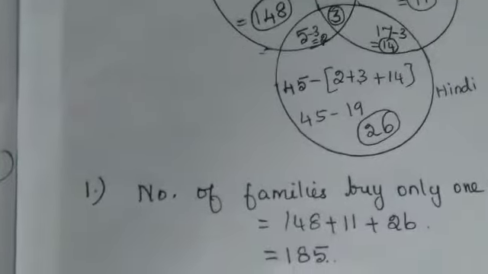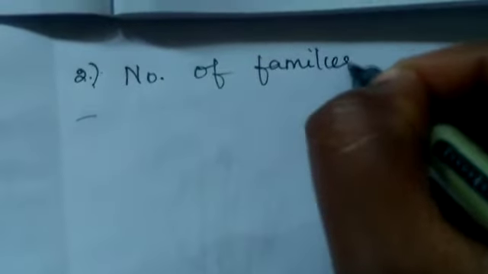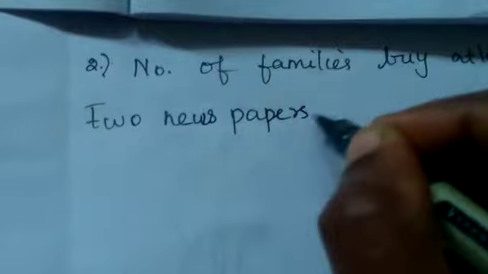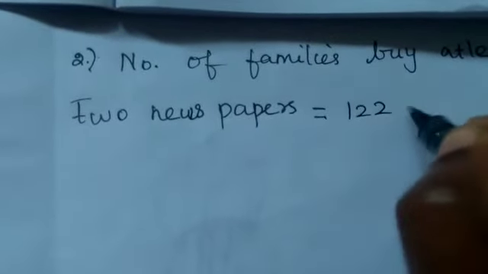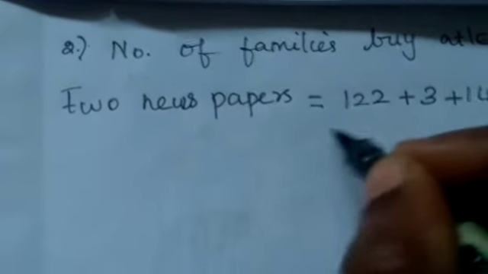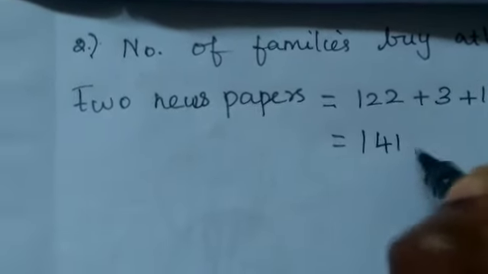Now the next answer is what? Number of families by at least two newspapers is equal to 122 plus 3 plus 14 plus 2. The answer is what? 141.